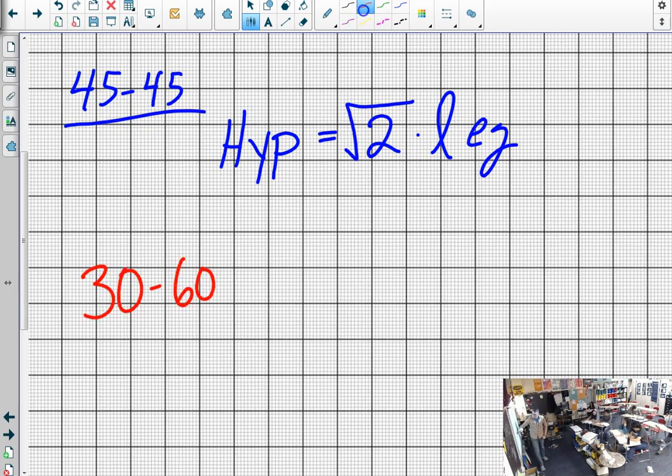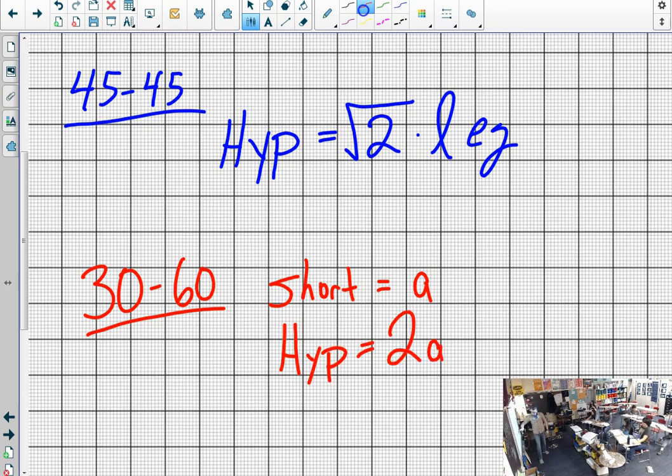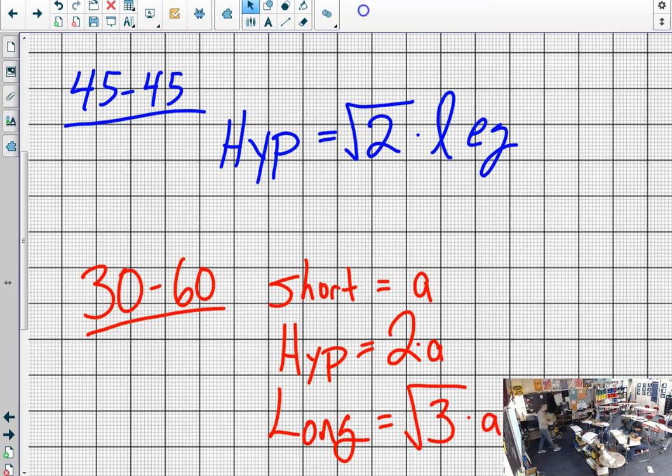So in a 30-60-90, if we say the short leg is A, what else do we know? Okay, so the hypotenuse is double the short leg. Use an exact form, yeah, like rad form. And the long leg is what? What rad do we use here? Rad 3 times that short leg. All right, dive into those and see what other interesting things you come across.